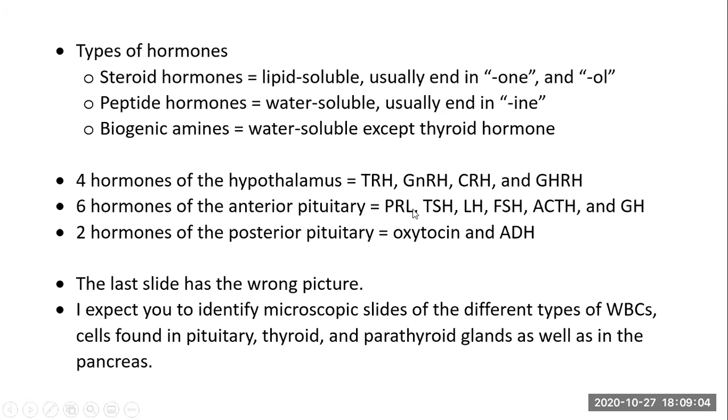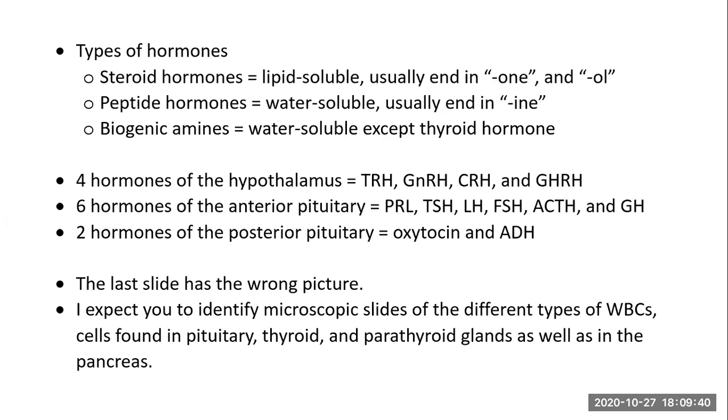For example, for prolactin, its target is the mammary glands or the breasts. Thyroid stimulating hormone targets the thyroid gland. For luteinizing and follicle stimulating hormone, the target organs are the gonads, that means the testes and the ovaries. For adrenocorticotropic hormone, the targets are the adrenal glands that sit on top of the kidneys. And the growth hormone's target organs are the liver, the muscles, bones, the areas where you need growth.